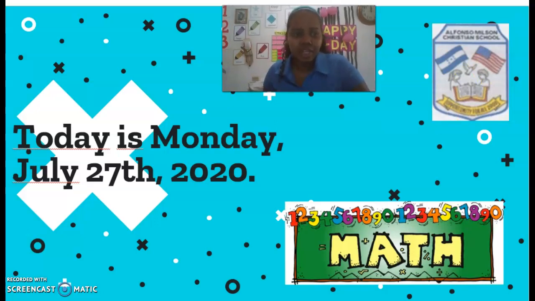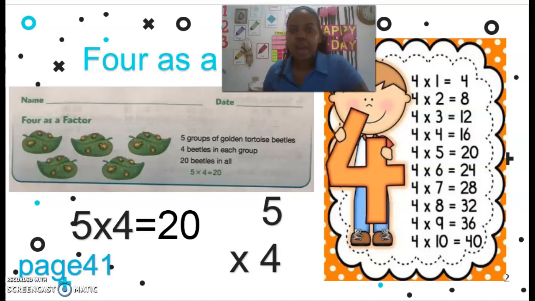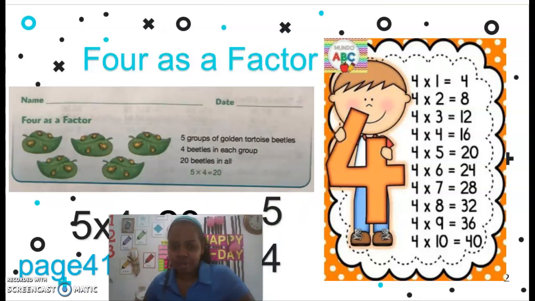Then you're going to copy the multiplication table of 4 in your notebook. 4 times 1 equal 4. 4 times 2 equal 8. 4 times 3 equal 12. 4 times 4 equals 16. 4 times 5 equal 20.